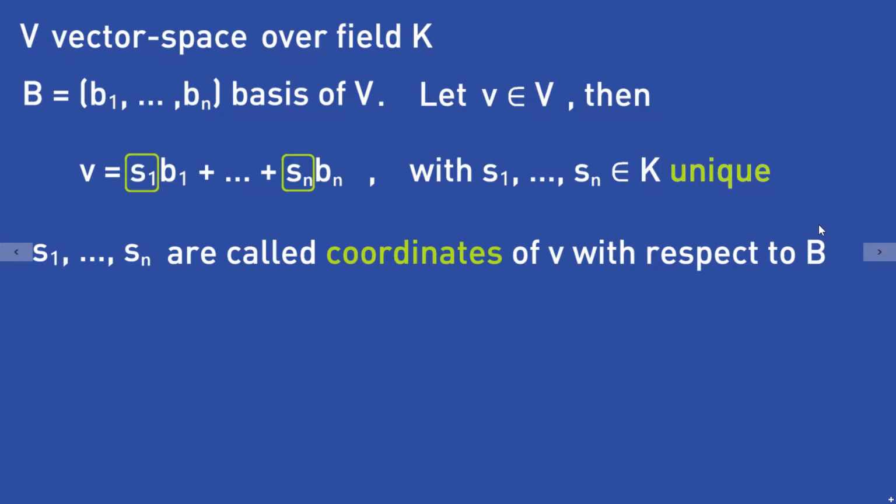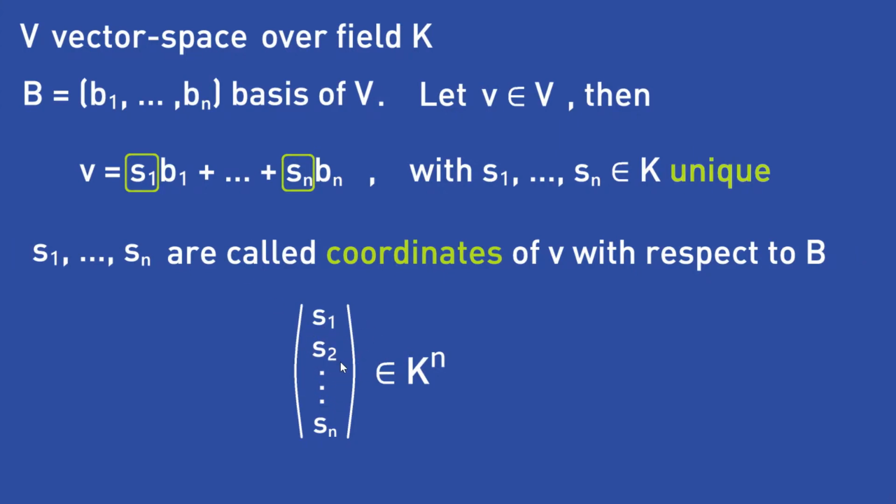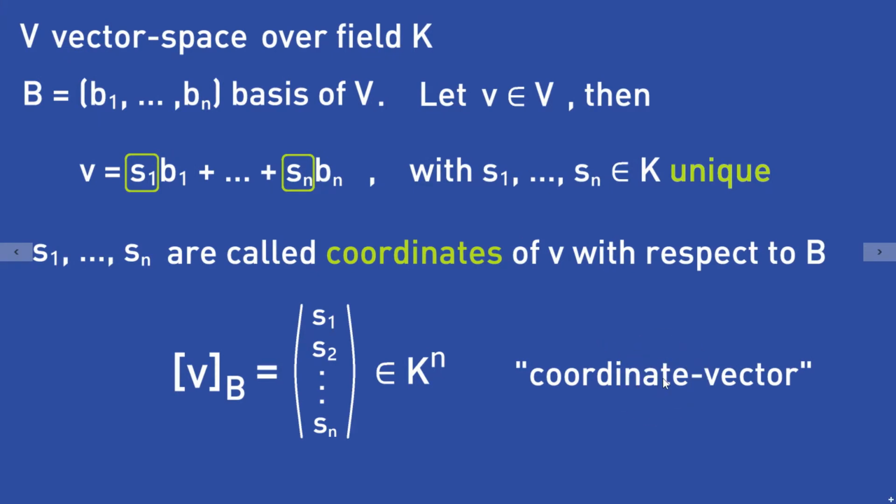Usually you put these coefficients s1 to sn in a vector like that. So this here is the vector that has s1 to sn as entries. It's an element of K^n, because s1 to sn are elements of the field K. This vector that contains the coordinates s1 to sn is also called the coordinate vector of small v with respect to the basis b. The notation is like that. So the coordinate vector of v with respect to the basis b is this vector here. That here is the notation for the coordinate vector of a vector v with respect to the basis b.